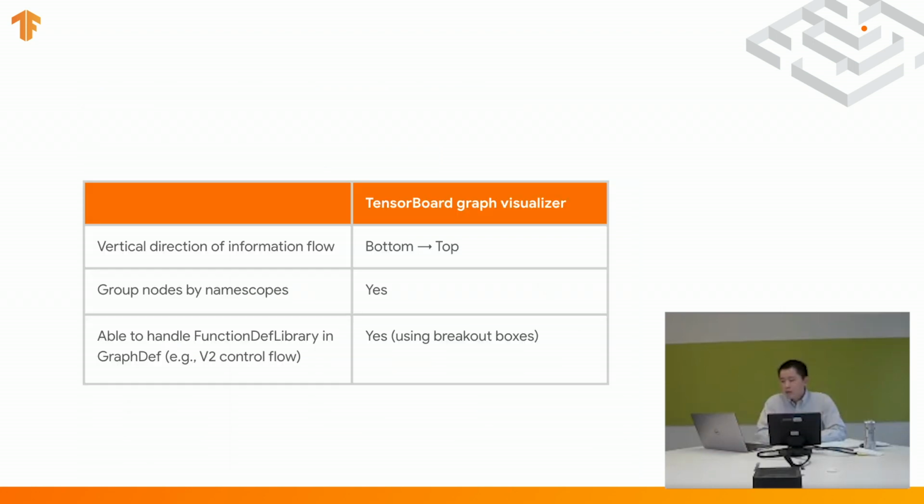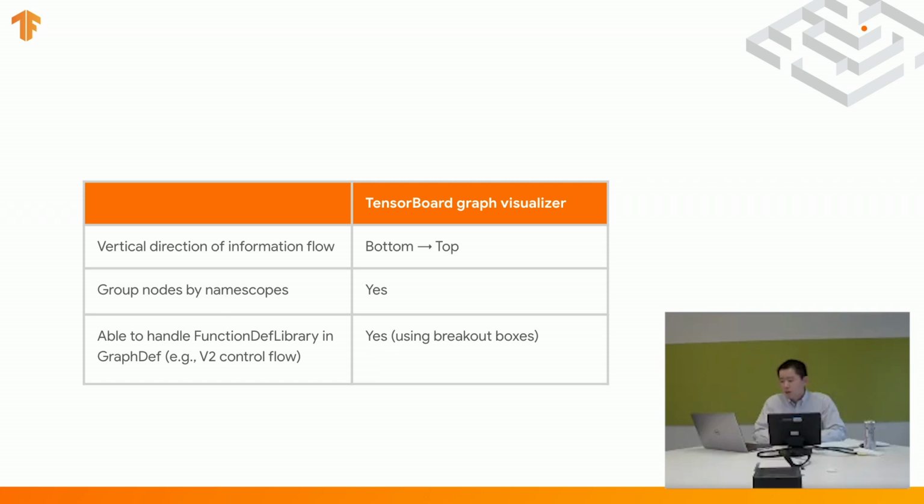Some important properties to know about TensorBoard's graph dashboard is that the information flow is generally from bottom to top. So the inputs are usually on the bottom, and at the top, you're seeing the outputs. Also, the TensorBoard graph visualizer will group nodes by name scope by default. That's the reason why you often see those big colorful boxes. And you can double click each box to expand into it. So it's quite handy for debugging large models.